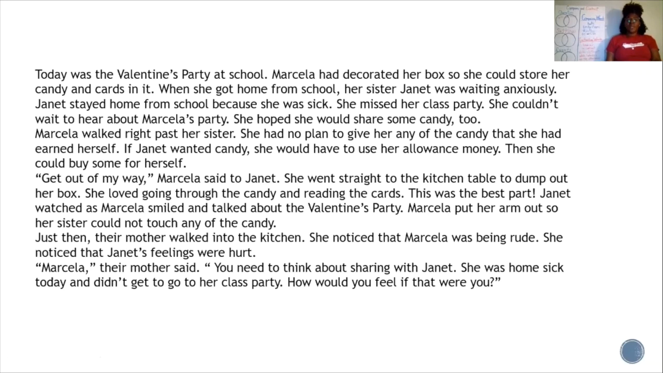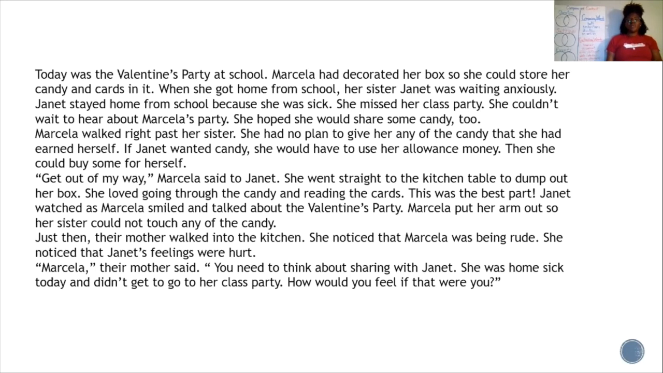Marcella walked right past her sister. She had no plan to give her any of her candy that she had earned herself. If Janet wanted candy, she would have to use her allowance money. Then she could buy some for herself. Get out of my way, Marcella said to Janet. She went straight to the kitchen table to dump out her box. She loved going through the candy and reading the cards. This was the best part.